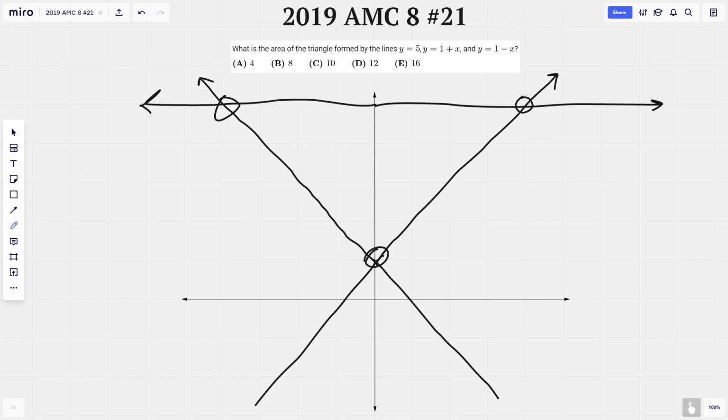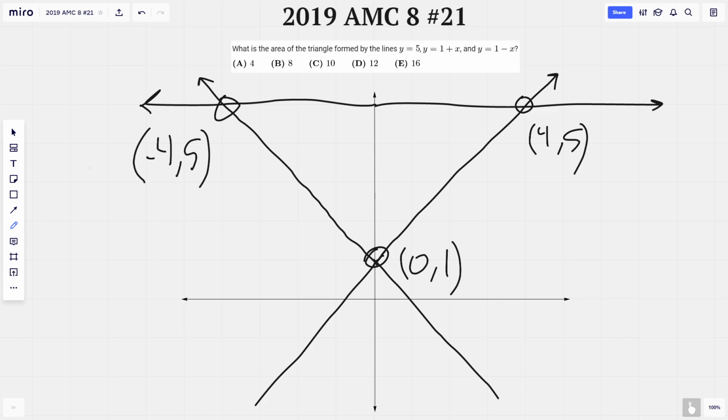So now that we have our 3 points, we can go ahead and find the coordinates at those points. And this one right here is shared by 2 lines, so 0, 1, that's the y-intercept. This one right here is at y equals 5, so it's going to have 4, 5. And likewise, this one is just reflected, so it's going to have -4, 5 as its value right here.